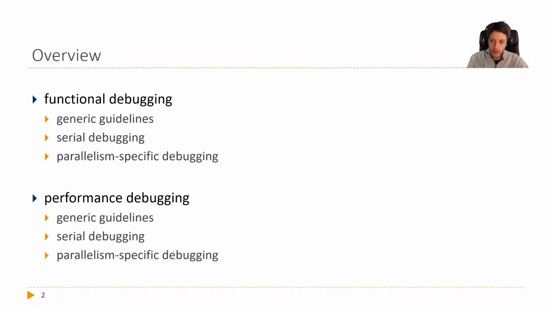And for each of those two categories, we're first going to talk about a few generic guidelines, which are extremely important in parallel programming. I cannot stress that enough, but I will try to do so throughout this lecture. And after these generic guidelines, we'll get into what to do about serial programs, because a lot of that still applies to a parallel context. And then we're going to talk about parallelism specific debugging.